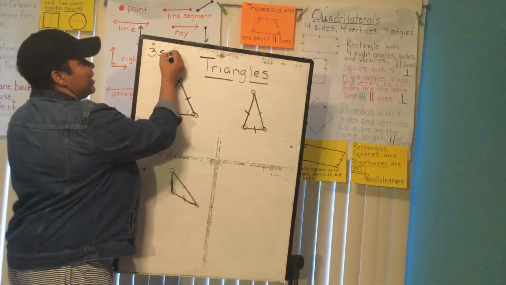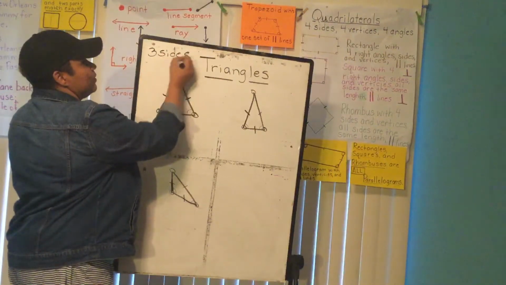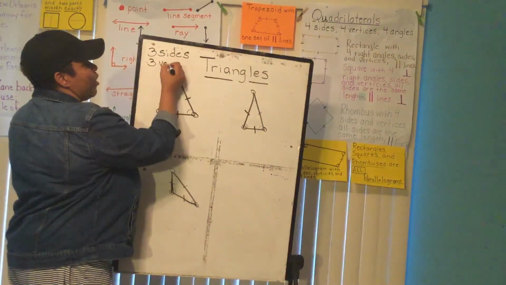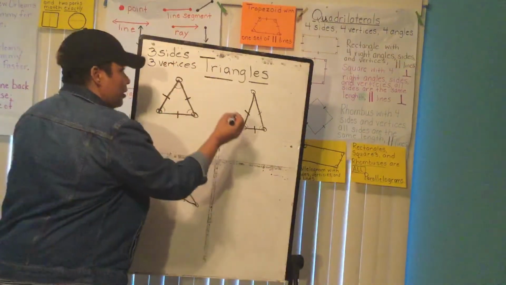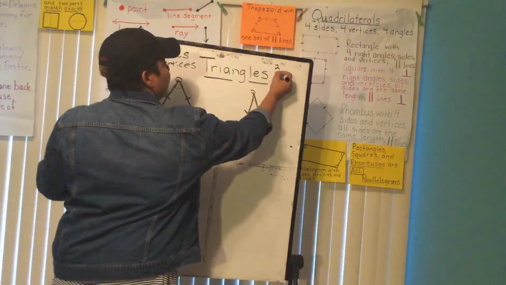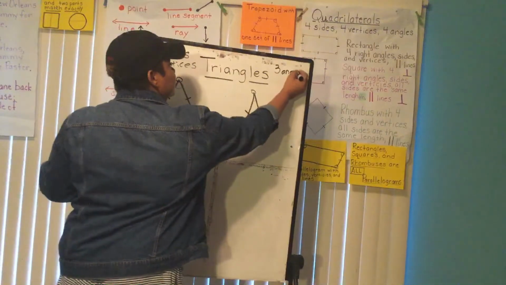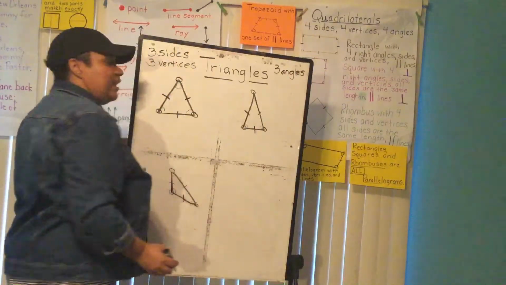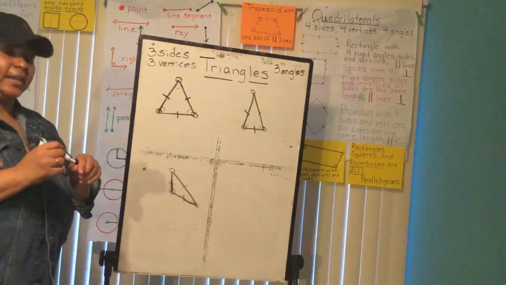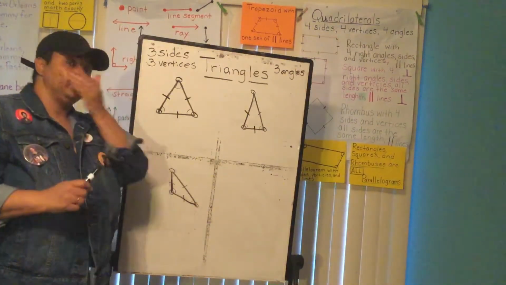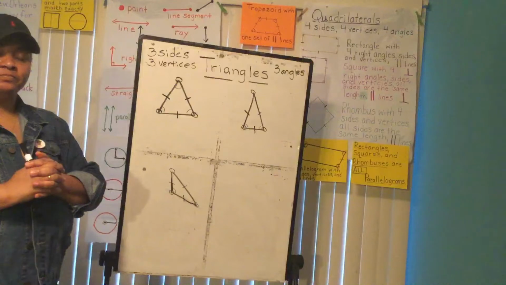3 sides, 3 vertices, and 3 angles. So go ahead and get this notes down. Draw your triangles. If you need to stop, go ahead and stop.